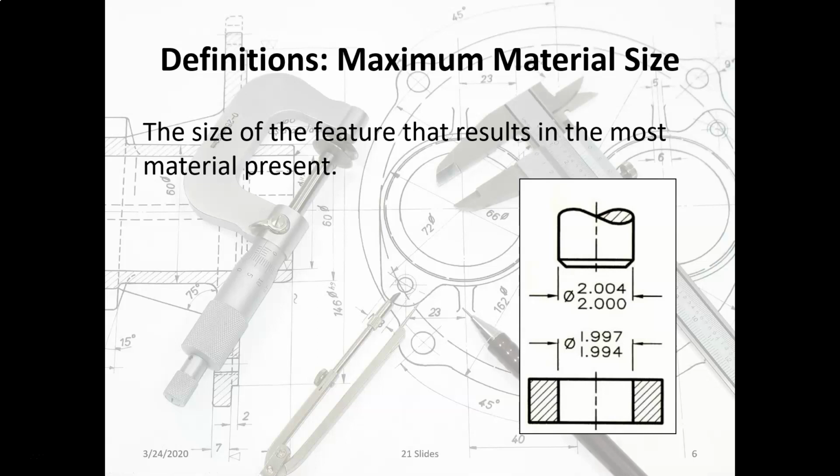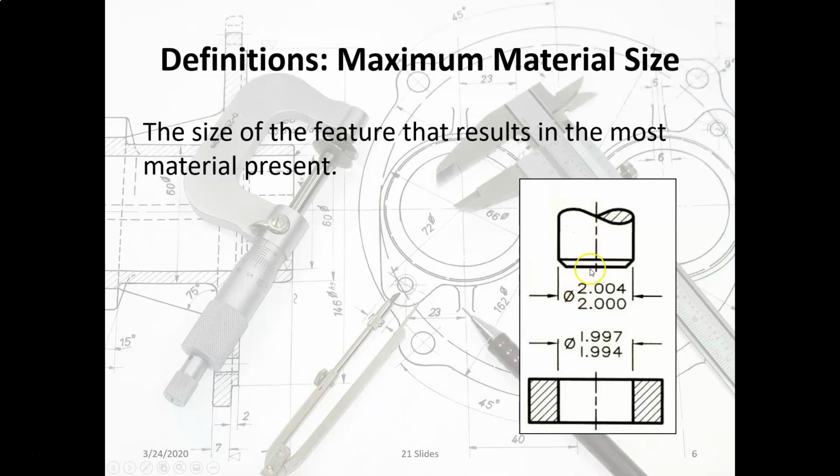Now, moving on to some definitions. Let's first talk about the definition of maximum material size. This is a critical concept in dimensioning, especially geometric dimensioning and tolerancing, if you take the MGT 115 class later on. The concept of maximum material size is that it represents the size of the feature that results in the most material present. If we look at this example right here, we have a shaft and a hole. Remember that all parts now have to have a tolerance. That's a rule in the standard.